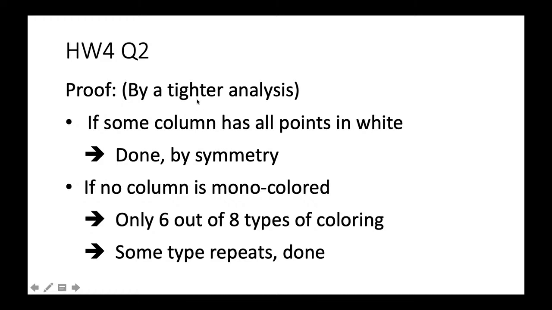Now another case is, by symmetry, if some column has all points in white, then we are also done. So the only remaining case that we need to consider is we don't have any column all in red, and we don't have any column with all points in white. So what does that mean? So that means that out of all the 7 columns, we cannot have all red, we cannot have all white. But then in that case, there are only 6 types of coloring that we can choose. Altogether 7 columns, 6 types. That means that some type will repeat, and then we're done. Okay, so this is the proof for question number 2.